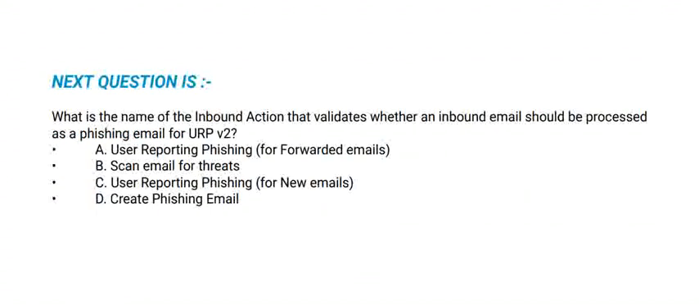Next question is, what is the name of the inbound action that validates whether an inbound email should be processed as a phishing email for URPv2? These are the options. Please go through. The correct option is option C.